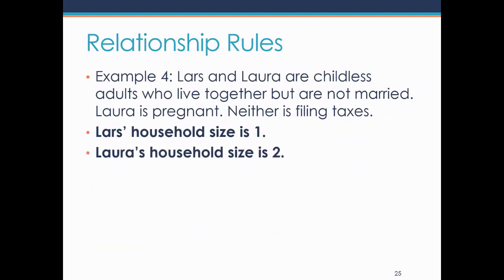Laura's household size is 2. Starting at the top of the handout, is Laura expecting to file taxes? No. Is anyone claiming her as a tax dependent? No. Does she have a spouse or any children under age 19 in the household? No. Is she pregnant? Yes. So we add her expected baby to her household size, and her household size is 2.